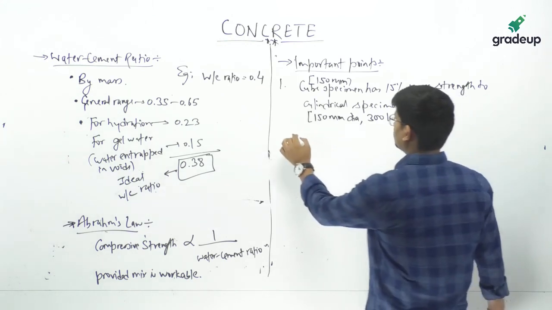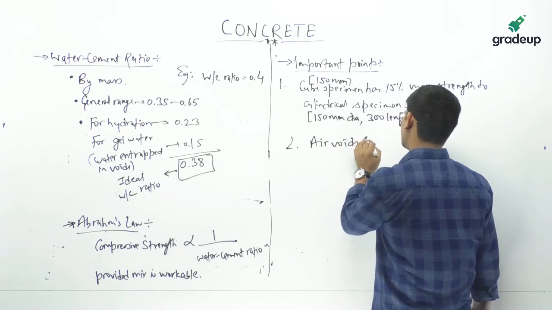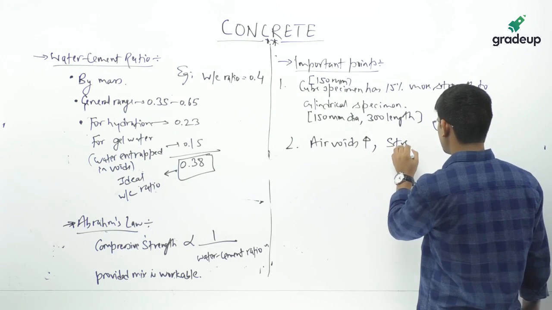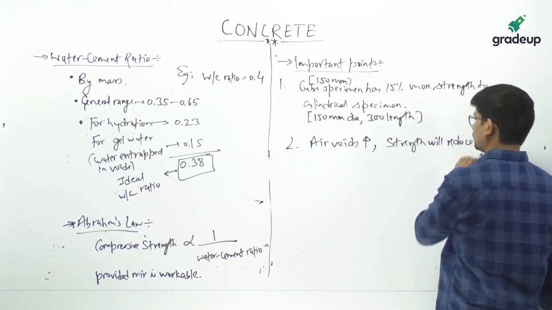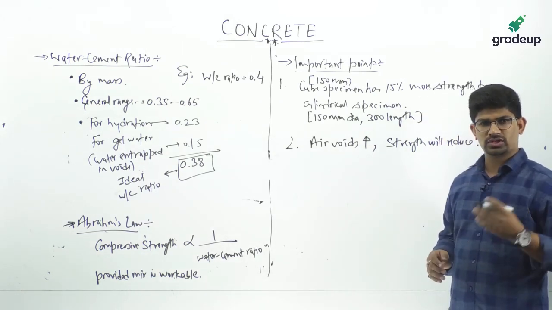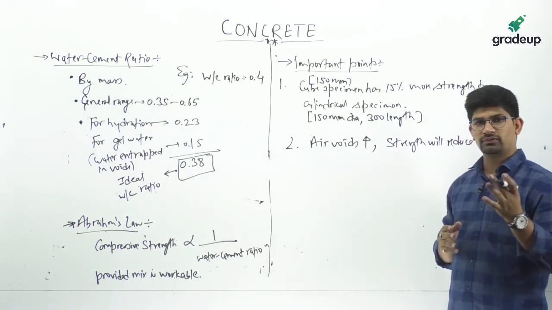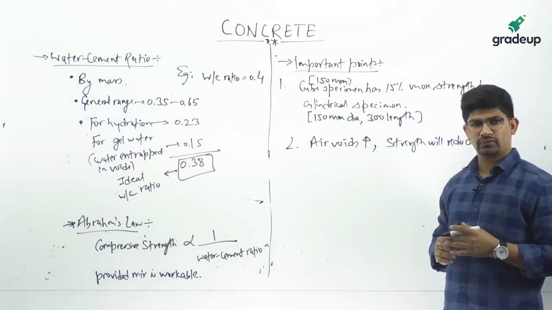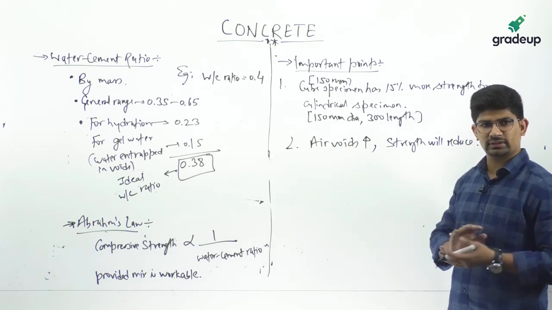Now there is one more thing: if air voids increase, the strength will reduce. Now these points appear in the form of statements. In MCQ questions you will be given 3-4 statements, and you will be asked which of the following are correct or which are incorrect. So 1, 2, 2, 1, 3, 1, like this.